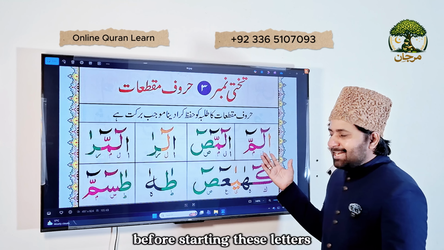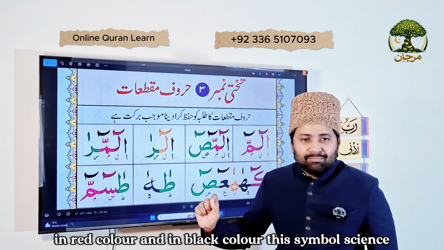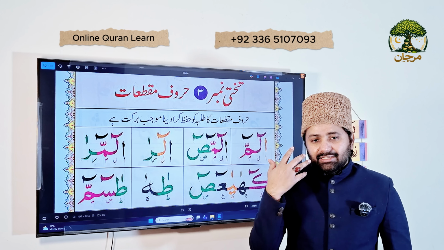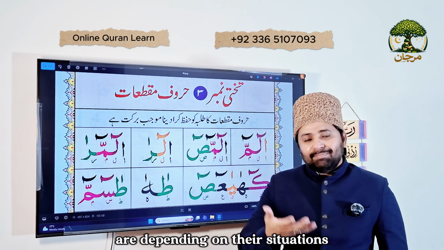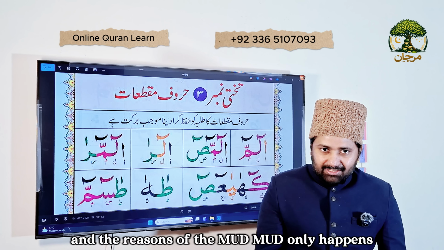Before starting these letters, Alif, Lam, Mim, you can see Lam has a symbol on it and Mim has this symbol on it, in red color and in black color. This symbol's name is Mad. The literal meaning of Mad is stretch or prolong. But there are different kinds of mad in the Quran, depending on their situations and the reasons of the mad.